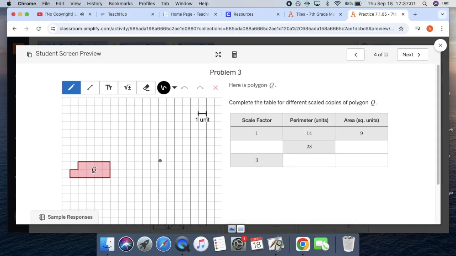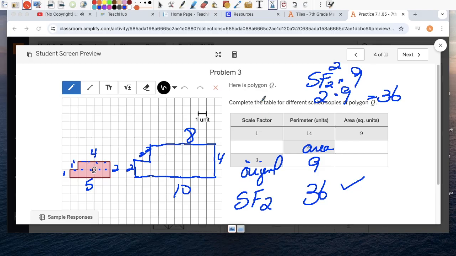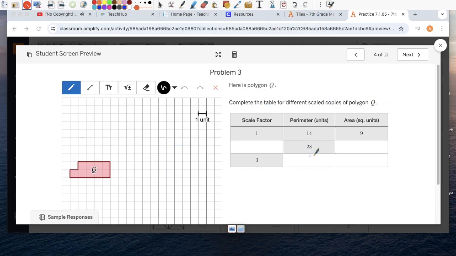Number 4. Okay. Complete the table. Now we do sort of what we did in class. So, scale factor of 3. Let's do the ones that we can. So this is the original, right? The perimeter is 14. The area inside is 9. That works. So this, 1, 2, 3, 4, 5. That's a 5. This is a 2. This is a 4. That's a 1. That's a 1. And this 1. Does it add up to 14? Yes, it does. Is the area inside 9? Yes. 1, 2, 3, 4, 5, 6, 7, 8, 9.